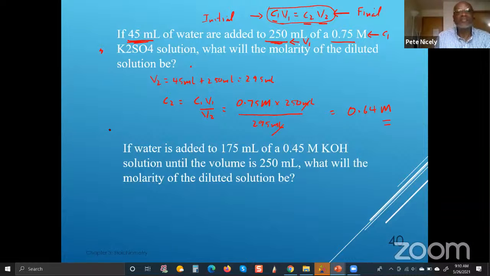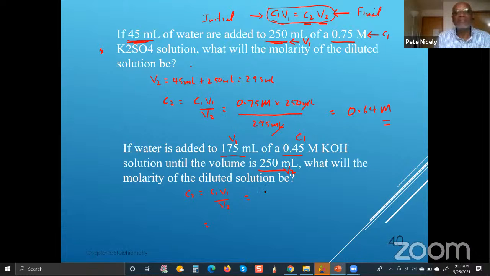Okay, so let's look at the second example. Now in the second example, they gave you this volume of a 0.45 M potassium hydroxide solution, and it says that water is added until the final volume is 250 mLs. So the question is asking what will be the molarity of the diluted solution. So again, you're going to use C2 is equal to C1 V1 over V2. And in this case, it's actually easier than the first one because all you have to do is plug the numbers that are given. So you need to identify which is which. So this would be V1, this would be C1, and the 250 mLs would be V2, all right?